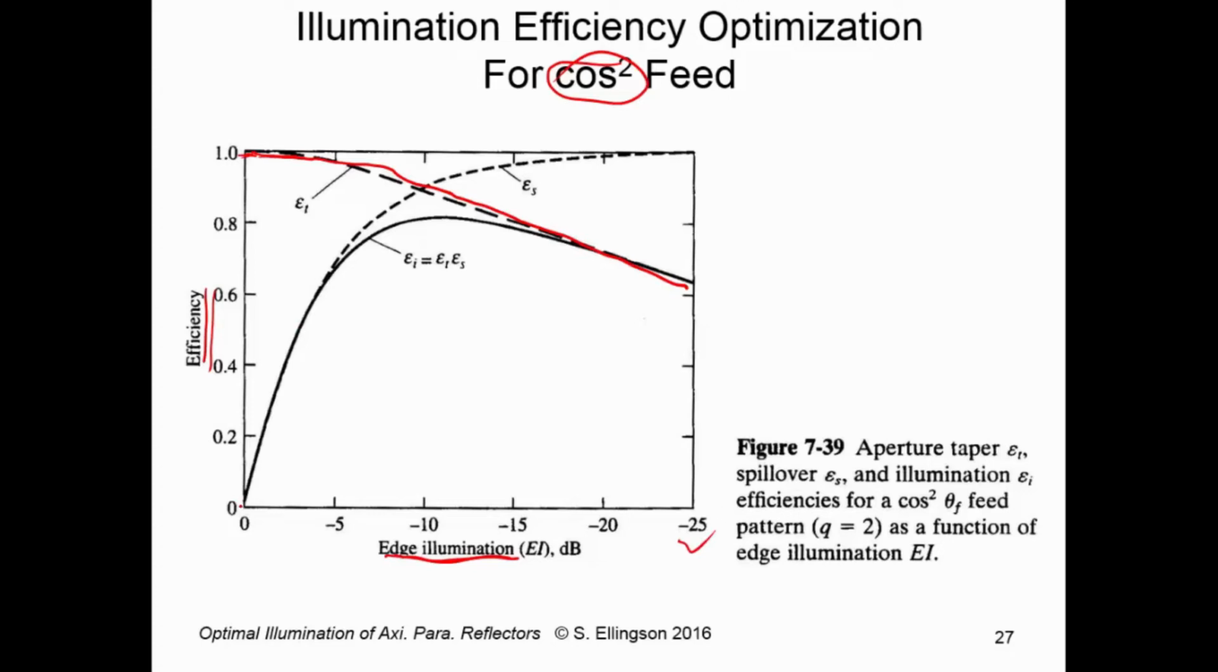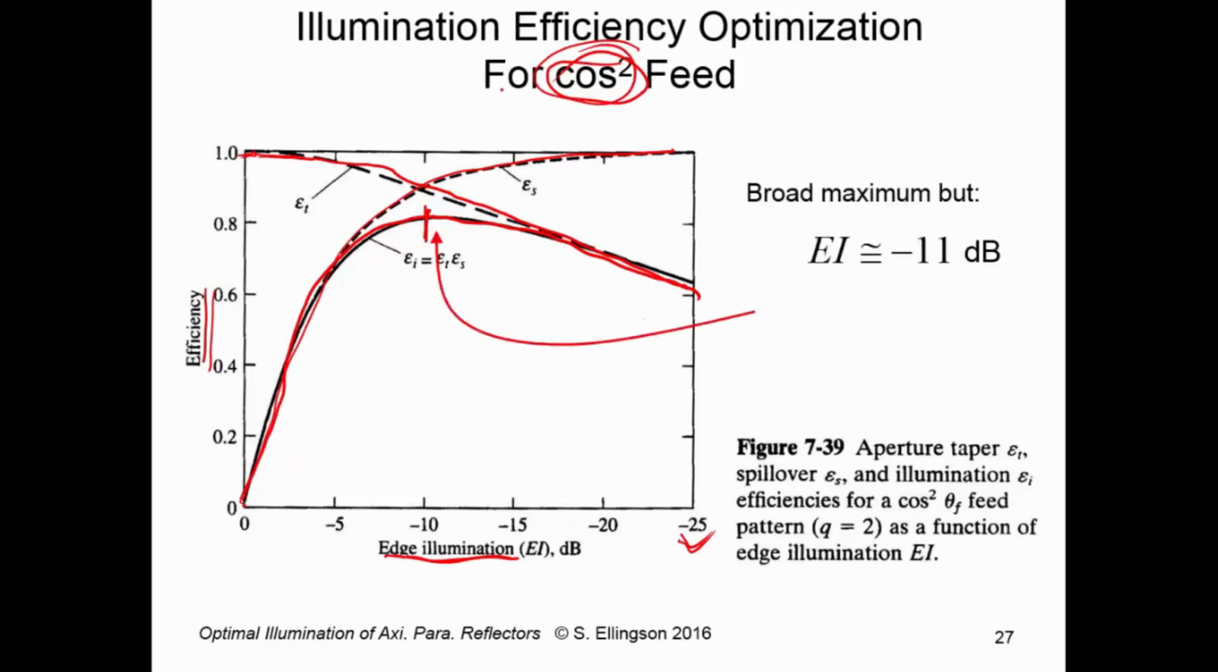However, spillover efficiency is going from 0 when the edge illumination is 0 up to 1 as edge illumination gets less. Illumination efficiency, which is the thing we're ultimately interested in, is the product of those two things. So illumination efficiency starts off low, climbs, reaches some maximum, and then starts decreasing again. So it's evident that there's a broad maximum where the illumination efficiency is optimized for this particular choice of feed.